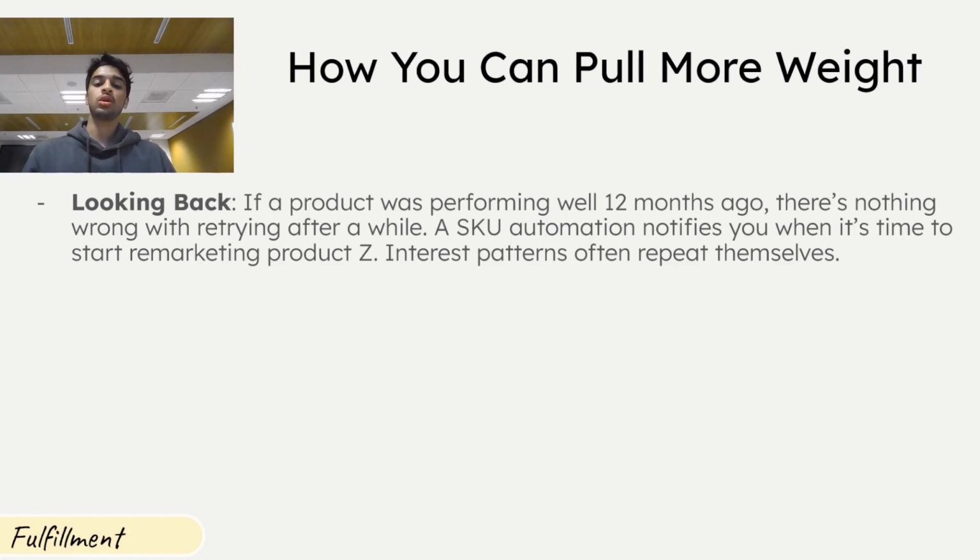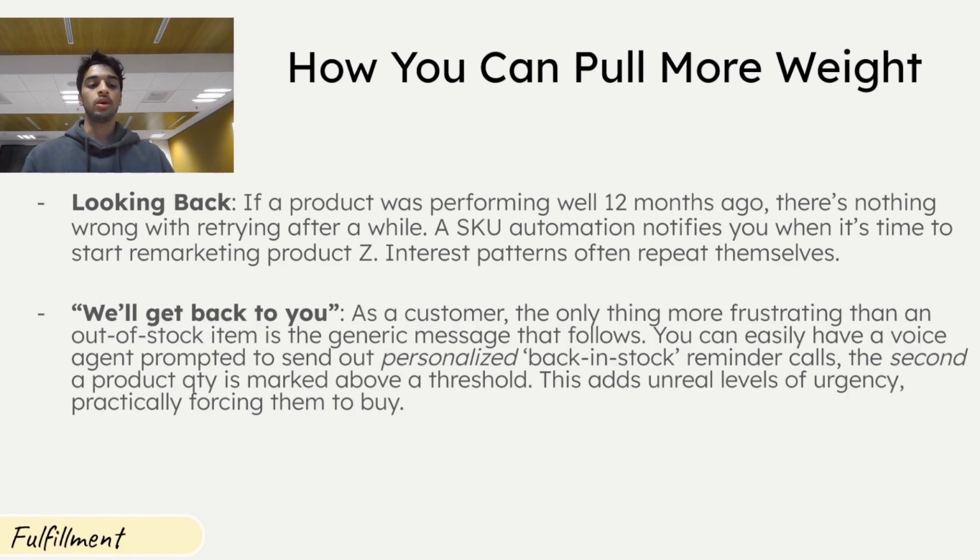And if you have an internal SKU automation that is made just for your inventory, and by the way, you can update this inventory as you go, this will immediately tell you when you can start remarketing some of these products again. This is my favorite one. As a customer, the only thing that's more frustrating for me than an out-of-stock item is the generic message that follows. You can easily have a voice agent prompted to send out personalized back-in-stock reminder calls the second a product quantity dips below, let's say, I don't know, 5 items or 10 items.